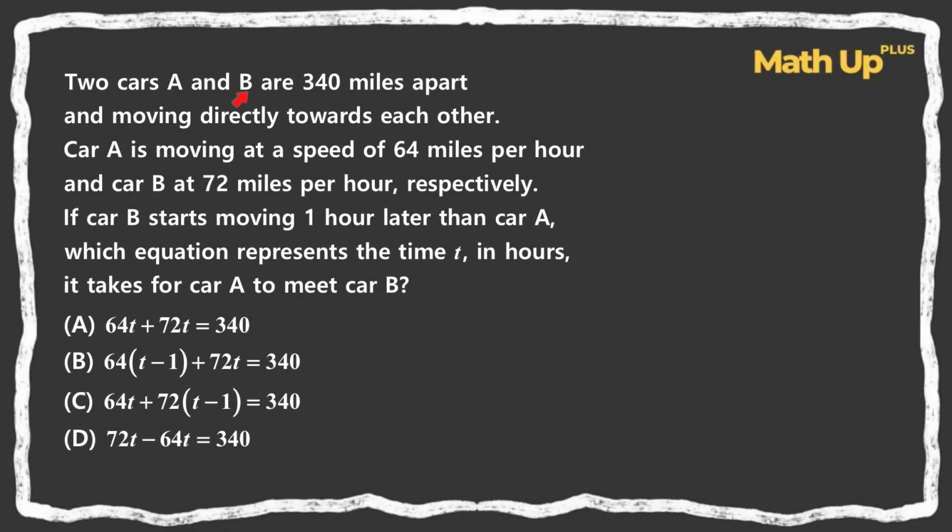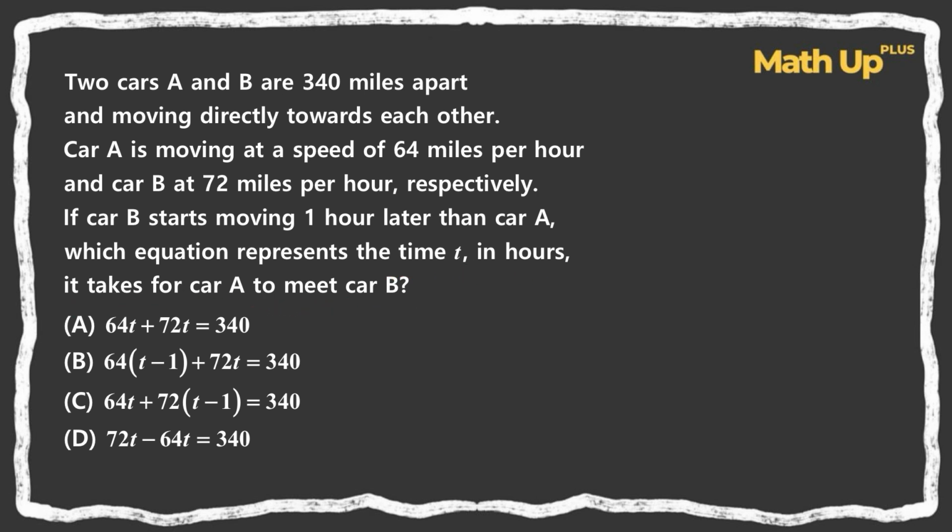Two cars A and B are 340 miles apart and moving directly toward each other. Car A is moving at a speed of 64 miles per hour and car B at 72 miles per hour respectively. If car B starts moving 1 hour later than car A, which equation represents the time t in hours it takes for car A to meet car B?